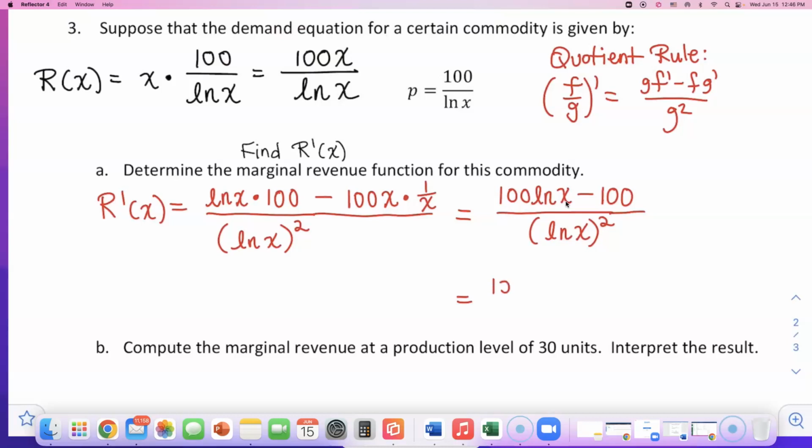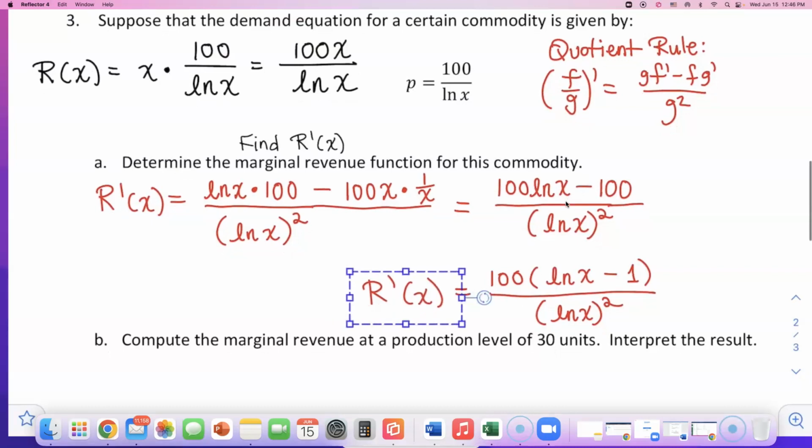If you really want to factor out the 100, you may want to write it as 100 outside, natural log of x minus 1 all over natural log of x squared. And that is the marginal revenue function. That's the marginal revenue function that part A was asking us to find.